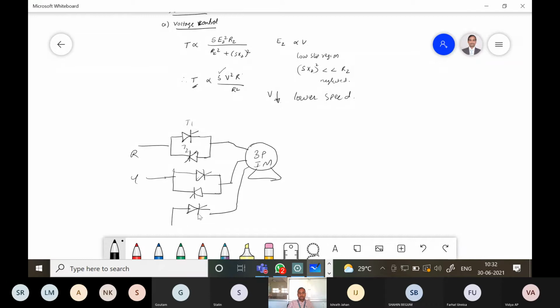So this firing angle is going to be changed by applying the gate signal. By varying the firing angle of these thyristors from 0 to 90 degrees, the conduction angle is also going to be changed. So the current flowing through this, and the voltage across the induction motor, is going to be controlled by means of this thyristor circuit. So this is thyristor voltage control.